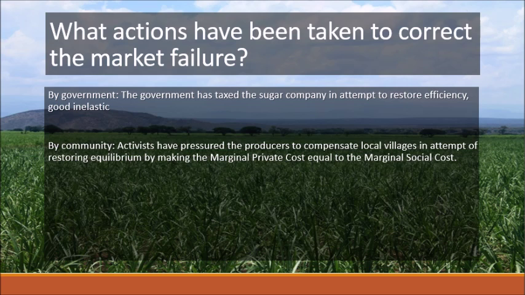With the community, not much action has been taken. Activists have pressured the producers to compensate local villages moved by the factories through jobs or money. This would lessen the negative externality and have the marginal private cost move closer to the marginal social cost, which helps restore equilibrium and allocative efficiency. Though it is not likely that this will fully restore allocative efficiency.